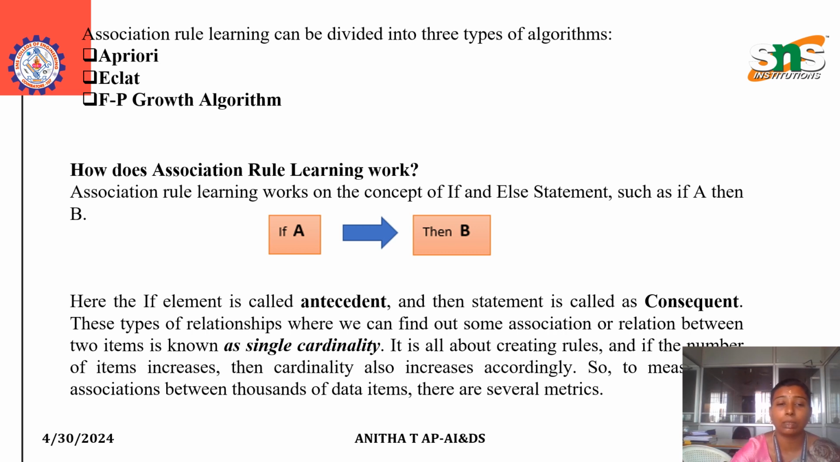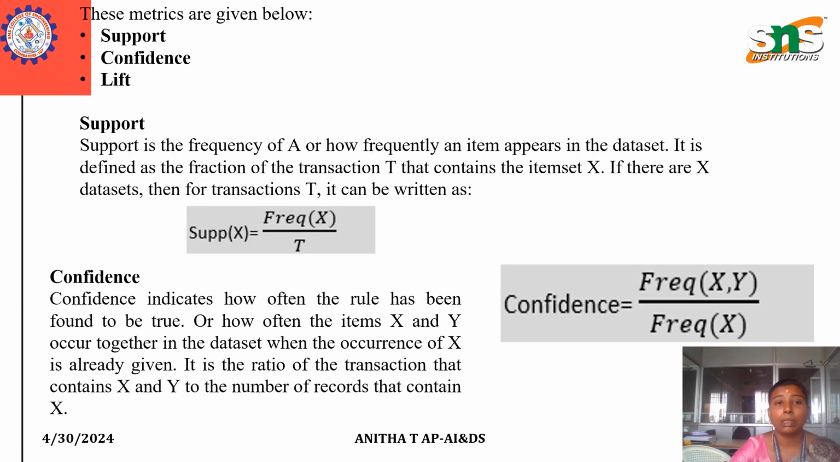So to measure the association between thousands of data items, there are several metrics. These metrics are given below. One is support, confidence and lift. Support is the frequency of A, that is how frequently an item appears in the data set. It is defined as the fraction of the transactions T that contain the item X. If there is a data set X, then for the transaction T, it can be written as support of X is equal to the frequency of item set X divided by T.